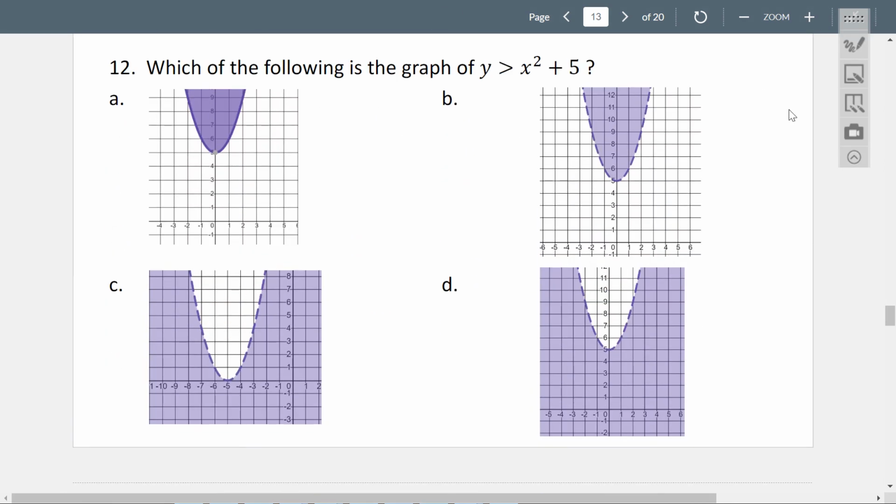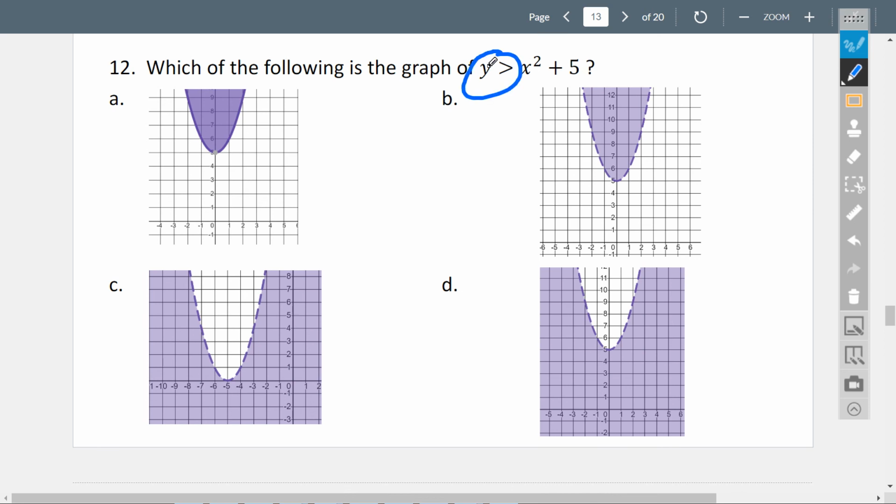Which of the following is the graph of y is greater than x squared plus 5? Okay, so first we know two things. It's supposed to be a dotted line, and it's supposed to be shaded above. There's only one of these that's dotted and shaded above. This one's solid and shaded above. So that's actually just going to be letter B.